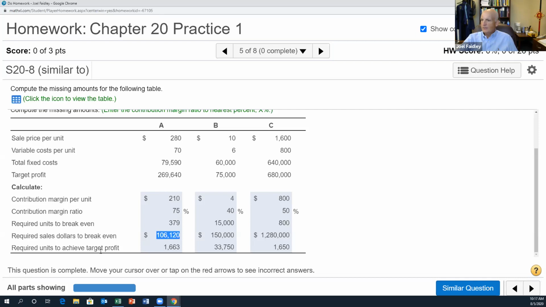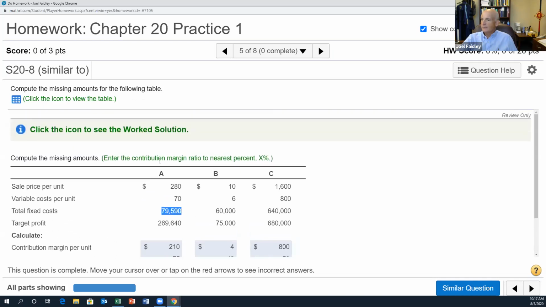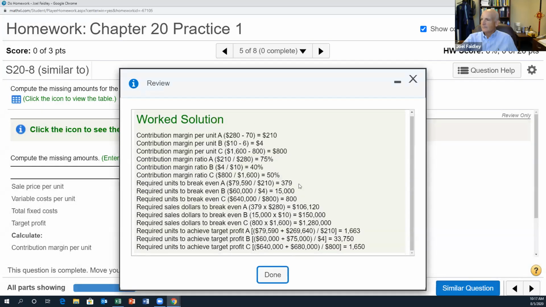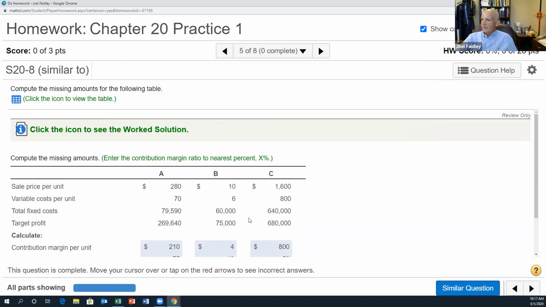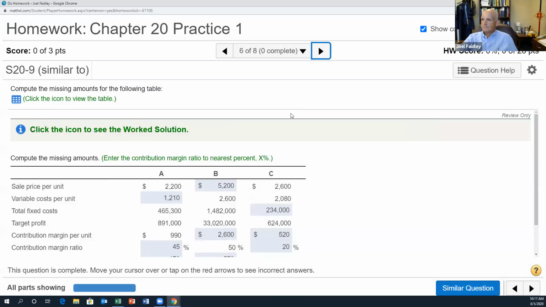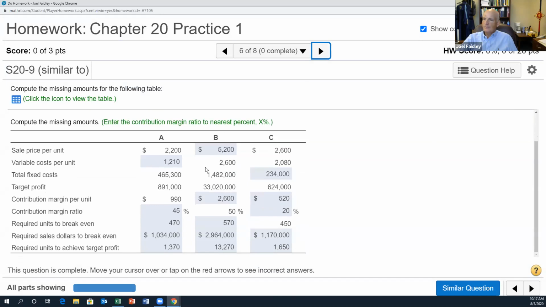And then required units to achieve target profit. All I'm going to do is just add that target profit in to my total fixed cost in order to get the answer. Let you see that there if you want to maybe look at that, but very straightforward, good problem there. Number 6, it's kind of a fill in the blank based on information that's given.